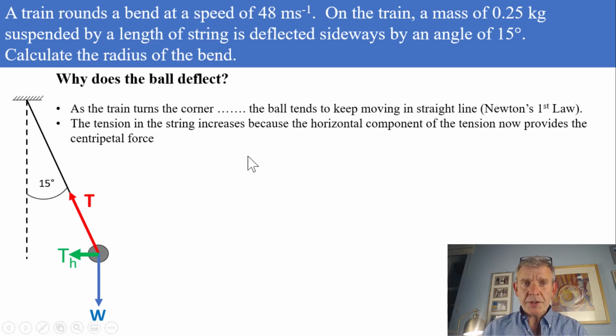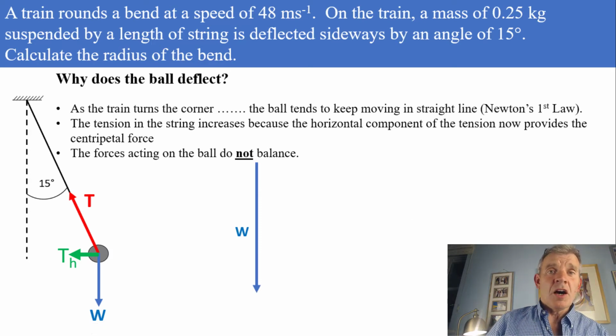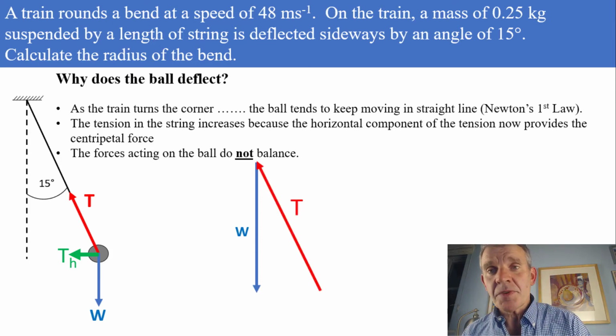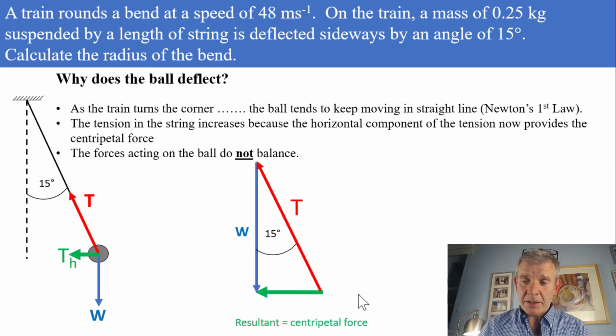We can redraw the diagram in the form of a vector diagram. And when we do that, as you know, we put our vectors head to tail. So we start off there with weight, and then we can add our tension. And then we notice that between the start of the tension and the end of the weight, there's a gap. And that gap represents the resultant force, and that's the centripetal force. So that is the unbalanced force.